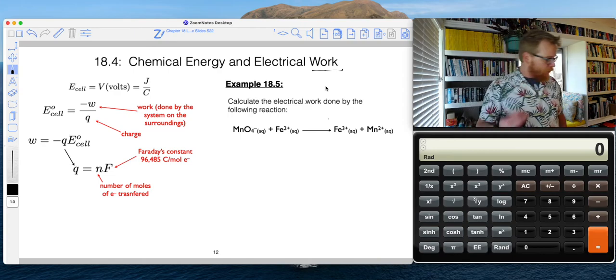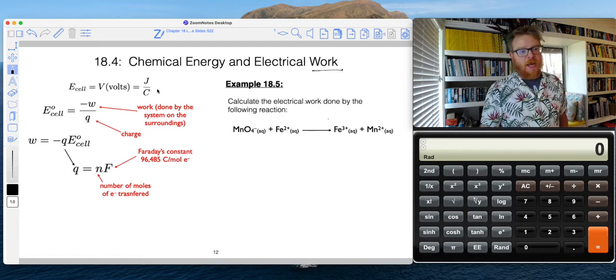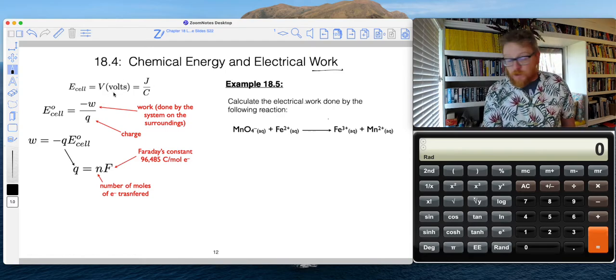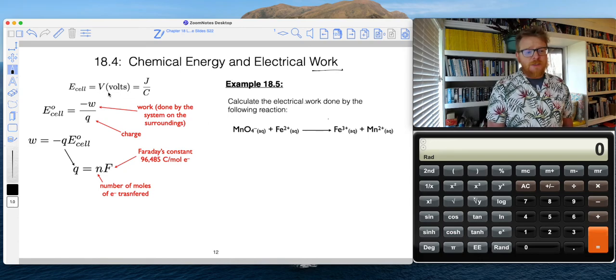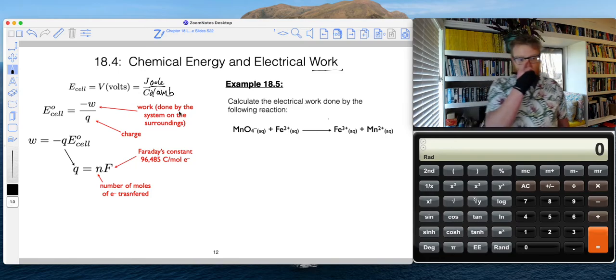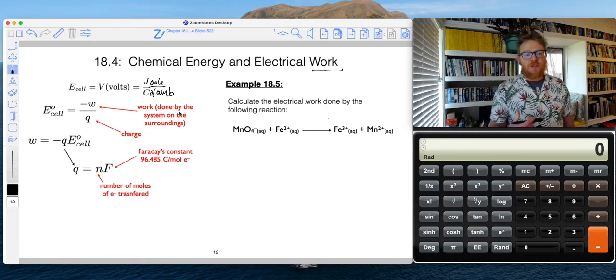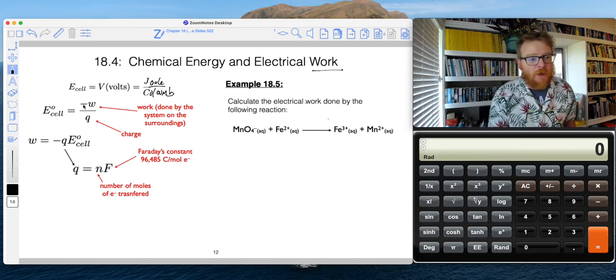To do that, we need to think about the units of our electrochemical cells, which for now we've used volts, right? Voltage. As it turns out, a volt is by definition a joule per coulomb. So that is a joule divided by a coulomb. I can never spell coulomb. Okay, so joule divided by coulomb, where joule is a unit for energy and coulomb is a unit for charge.